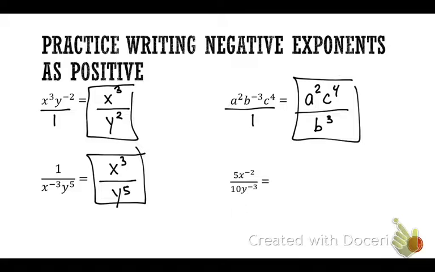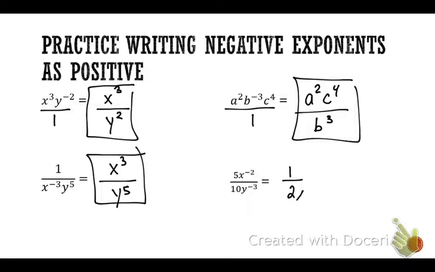What do you guys notice about this last one? It has whole numbers. It has what we call coefficients. Can you reduce 5 over 10? Yes. You can reduce 5 over 10 to 1/2. How would you make x to the negative 2nd power positive? Where would it need to move? To the bottom, to the denominator.